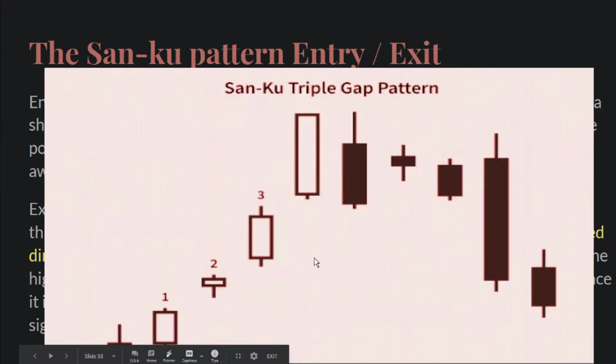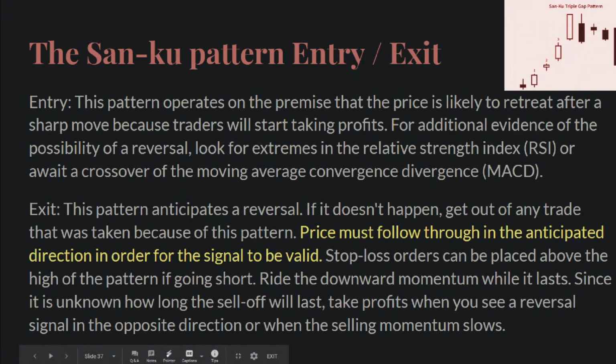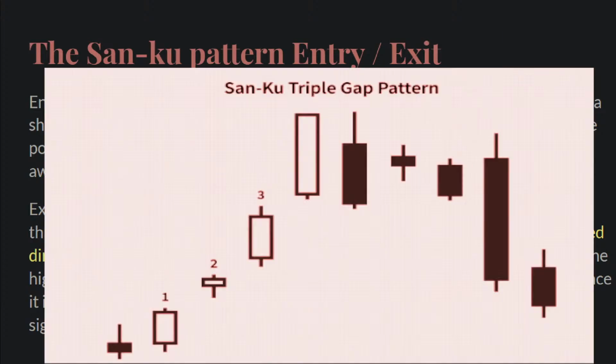And even, funny enough, in this instance here, if you guys have studied trend lines with me, you'll notice that when a trend line breaks, it actually comes through and tries to retest. And in this case, it actually did do that. So you can look for other characteristics as well within these candlestick patterns. The price must follow through in the anticipated direction in order for the signal to be valid. A stop loss order can be placed above the high of the current pattern if going short. Ride the downward momentum while it lasts, and since it is unknown how long the sell-off will last, take profits when you see a reversal signal in the opposite direction or when selling momentum slows.